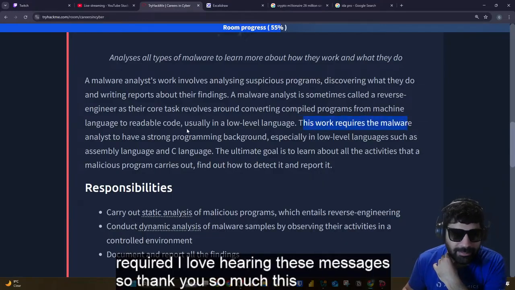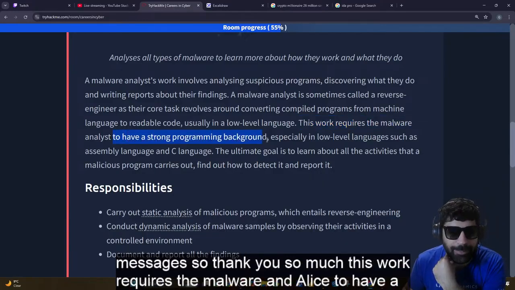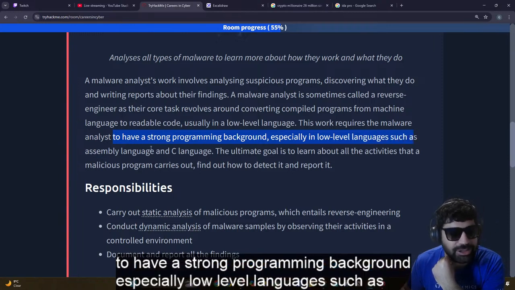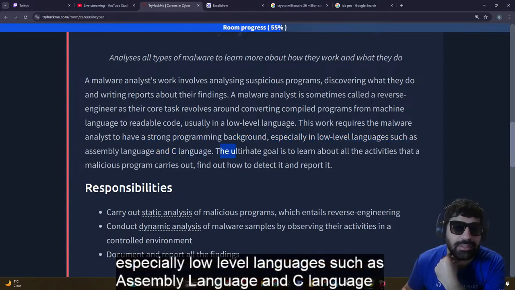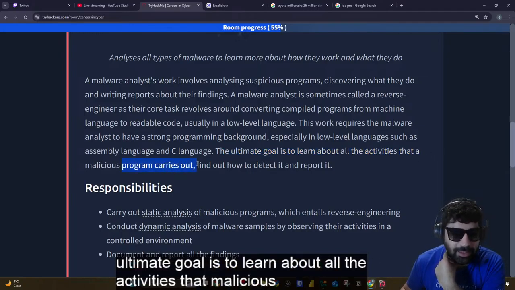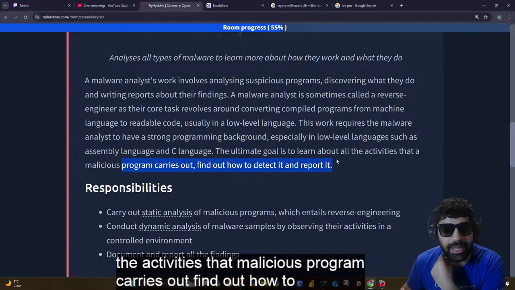This work requires the malware analyst to have a strong programming background, especially in low level languages such as assembly language and C language. The ultimate goal is to learn about all the activities that a malicious program carries out, find out how to detect it and report it.